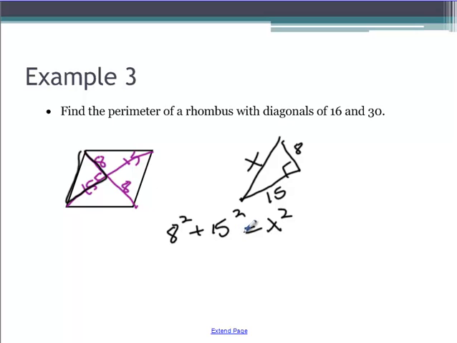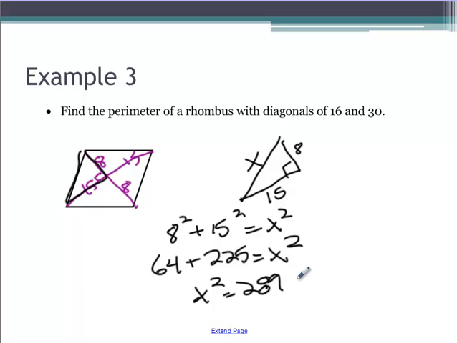8 squared is 64. 15 squared is 225. 64 plus 225 equals x squared. We get x squared is 289, and 289 is a perfect square. When we take the square root, we get x is 17. So since that's 17, and it's a rhombus, I know all the sides are 17.